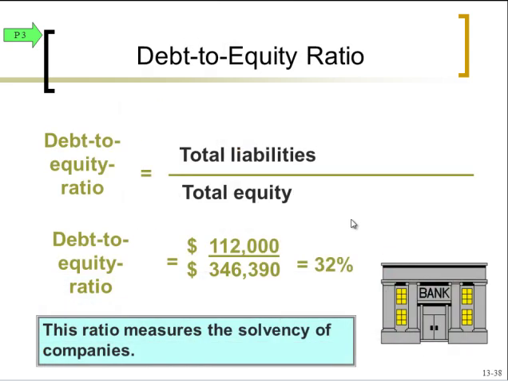So now we can compare debt to equity. Total liabilities or debt divided by total equity. 32%. So this is just a comparison. Obviously, the more liabilities you have as compared with equity, the higher this percentage is going to be. So the higher this ratio is, there's generally a little bit more risk.